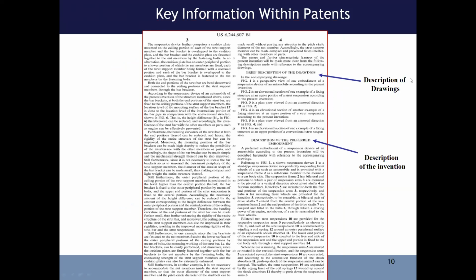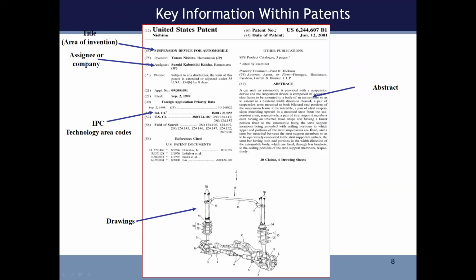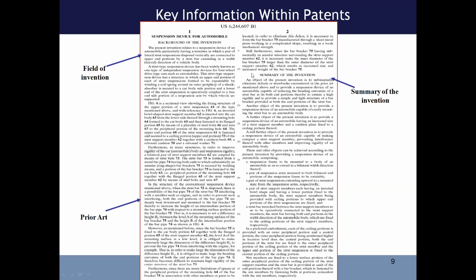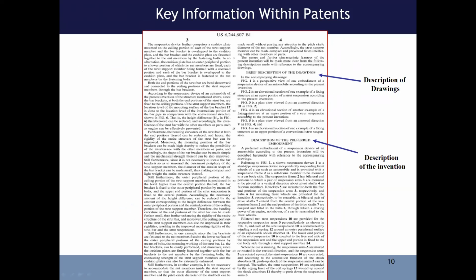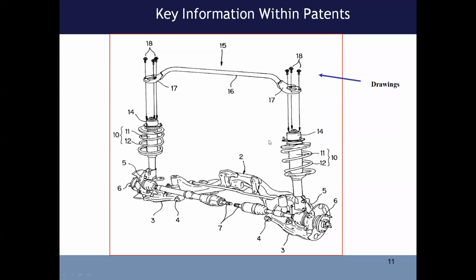Then come the descriptions of the drawings. In this figure, there are some numbers: 1, 2, 3, 4. Here you are not mentioning anything about their description, but you need to give a brief description of the drawings. You have to mention what is Figure 1, what is Figure 2, Figure 3, likewise. Then comes the detailed description part. So this is how a patent has to be structured.